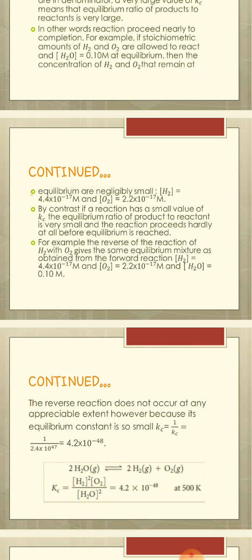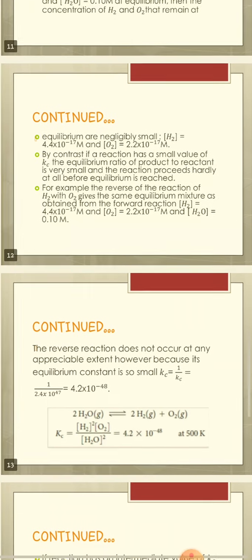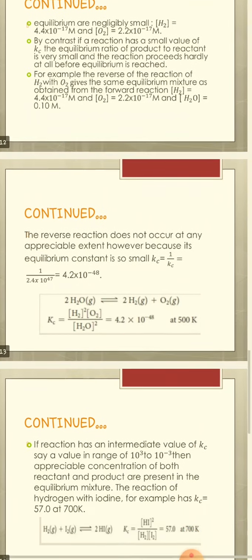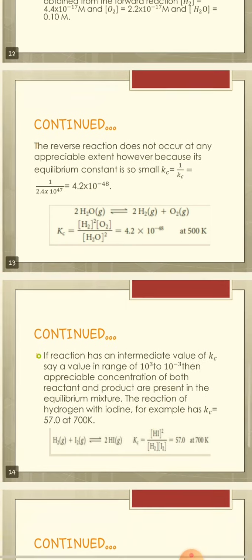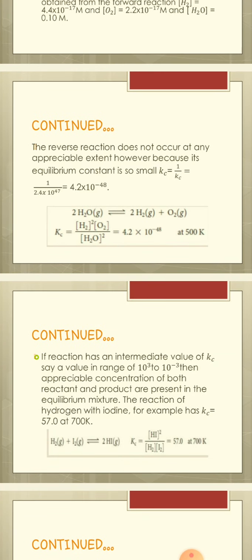The reverse reaction does not occur to any appreciable extent, however, because its equilibrium constant is so small: Kc equals 1 over 2.4 × 10^47, which is 4.2 × 10^-48. Now we have discussed firstly the large value of Kc, secondly the small value of Kc. Now there comes the turn of the intermediate value of Kc.